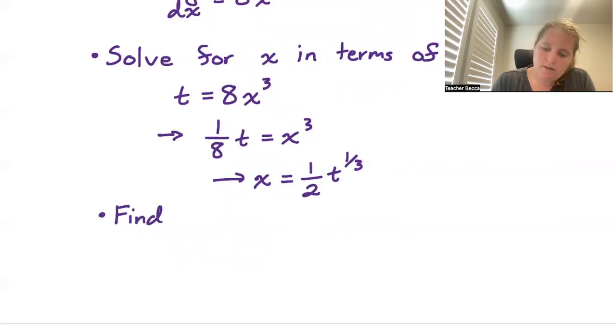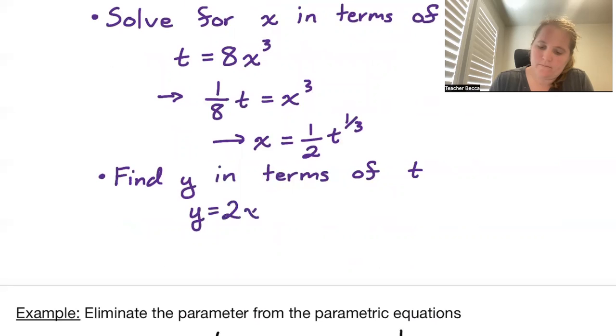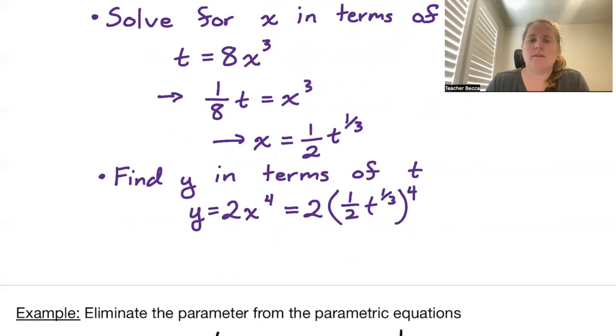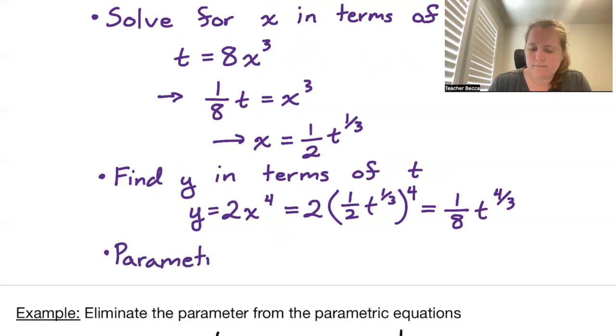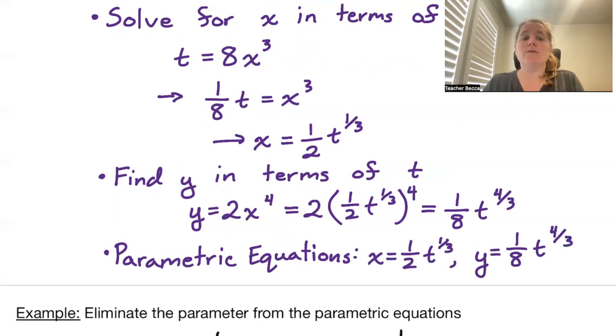Then we can find y in terms of t. So y was 2x to the 4th. So that is 2 times 1/2 t to the 1/3, entire thing raised to the 4th, otherwise known as 1/8 t to the 4/3. So our parametric equations, we have x equals 1/2 t to the 1/3 and y equals 1/8 t to the 4/3. So this is one approach we can take. This is a fairly constant constraint on time to have time set equal to the slope of the tangent line.